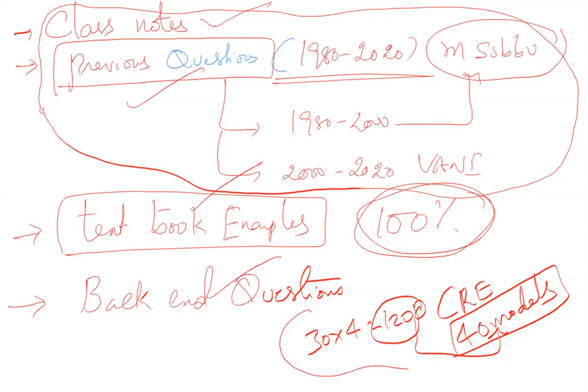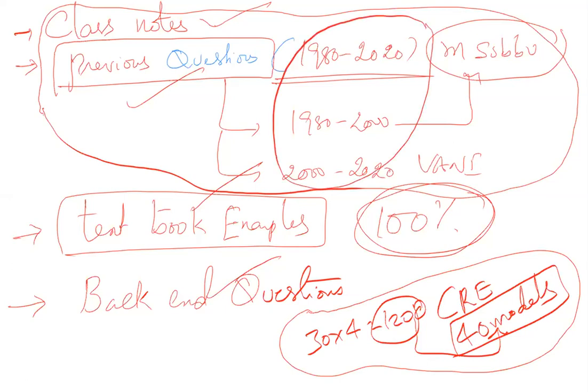That is why whatever questions are going to come in 2021 are also in the line of previous models only. You are not going to get something which comes out of the sky now. Clear? So that is why previous questions are very important.